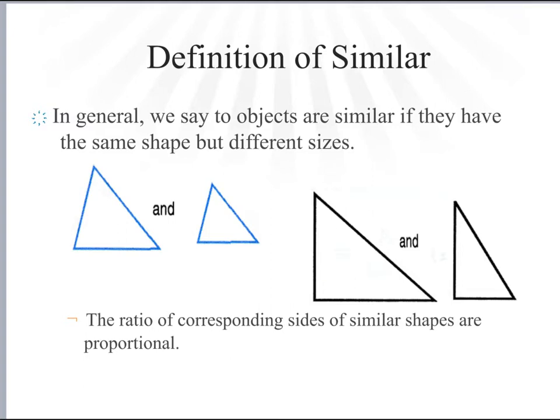the same shape but different sizes. So you can see here that the blue set of triangles are the same shape, they're just different sizes. But if you take a look at this second set of triangles, the shape changes a little bit when you're looking at this leg. So this is not similar. So the ratio of corresponding sides of similar shapes are proportional. That means that if I have different size shapes, I can still figure out what those lengths are as needed.